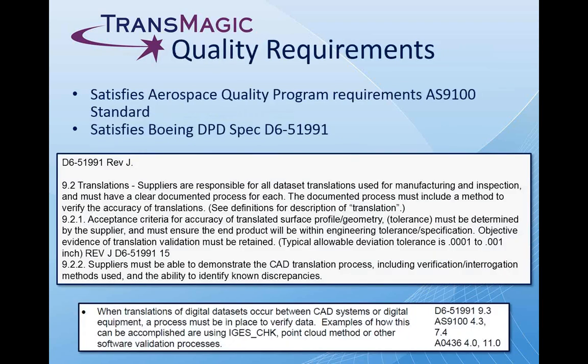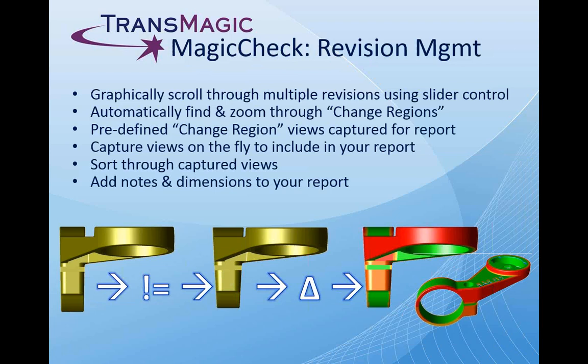Here's a snippet from the Boeing DPD spec DS51991 regarding translations. This is the latest Rev J. Typical allowable deviation tolerance is 1/10 to 1/1000th, and we'll show you how you can change that and check against those tolerances and produce a report.